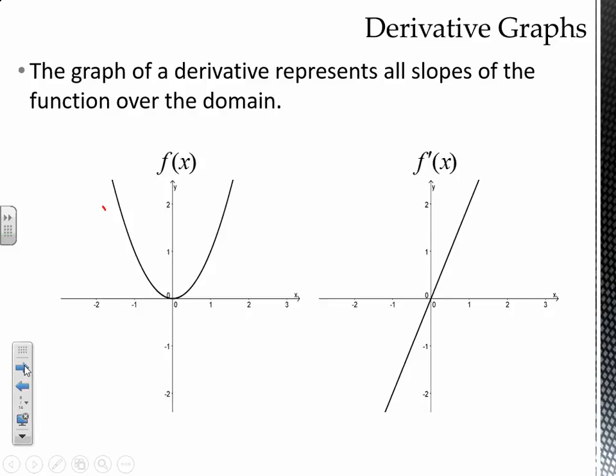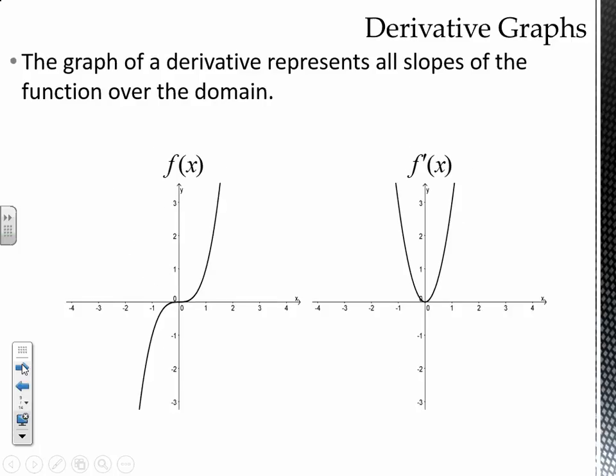All right. So here is our function. We are decreasing until 0, which means until 0 our slopes are negative, so our derivative needs to be negative. At 0 we change directions, and so our slope is 0. And then after 0, we are increasing, so our slopes need to be positive, so our derivative values need to be positive. Kind of looks like the same thing we did earlier. All right? Let's look at a different one. Here's f of x, and here's f prime of x.